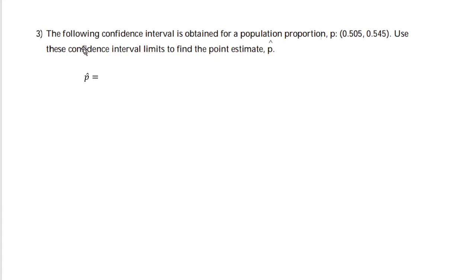Next question. The following confidence interval is obtained for a population proportion p: 0.505, 0.545. Use the confidence interval limits to find the point estimate p hat. And the answer would be, again, p hat is the average, right? So you add these two and divide by 2, and if you do that, the answer is 0.525.